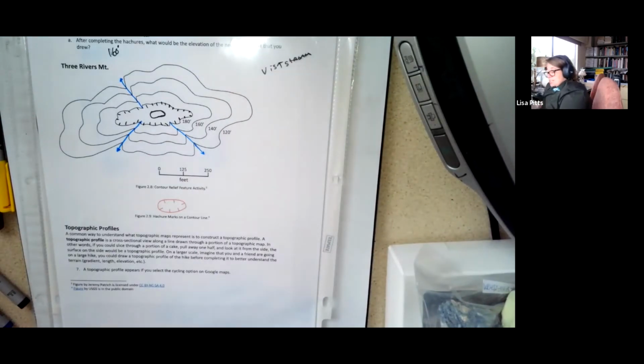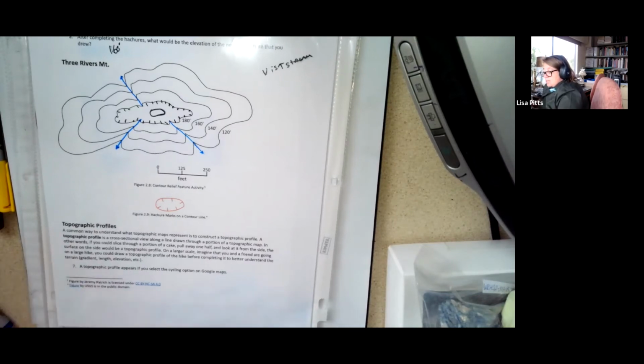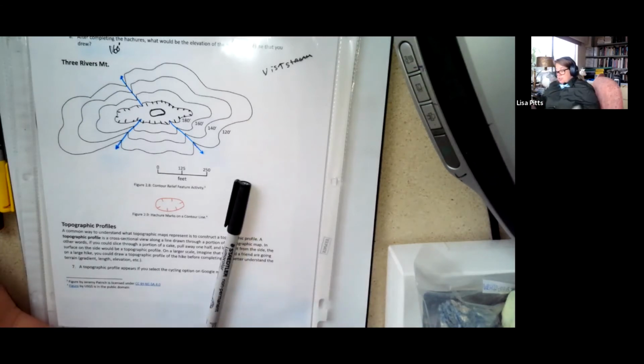All right, the next thing is something called a topographic profile. A topographic profile represents a cross-sectional view along a portion of a particular map. So we're going to actually make one. If you go to Google Maps, which I think it has us do, click directions, and sketch the profile of a bike ride from your address to your college in the space below.